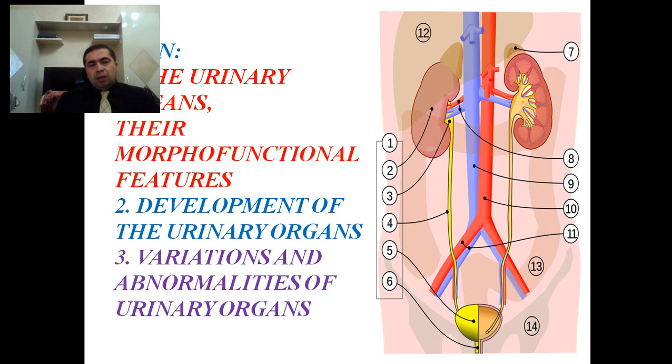For example, the male urethra has dual function. It takes part in removing the urine and also the sperm, and the female urethra opens into the vaginal vestibule.